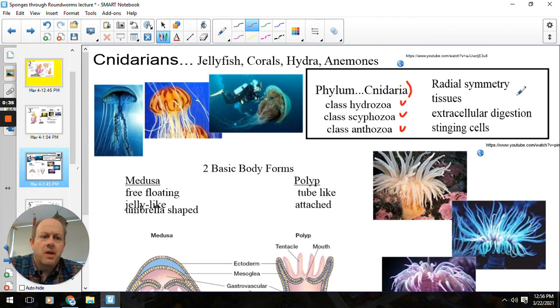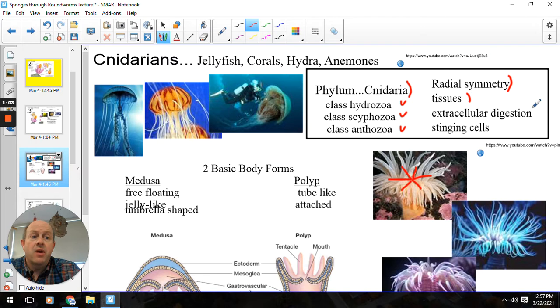So some basic traits first. We now have radial symmetry. With the sponges, we had asymmetry, so no symmetry, but we now have radial symmetry. That means around the center part, it's going to radiate out into a circle. So radial symmetry. We're going to have tissues. So cells are going to start working together to form simple systems, and we'll have tissues.